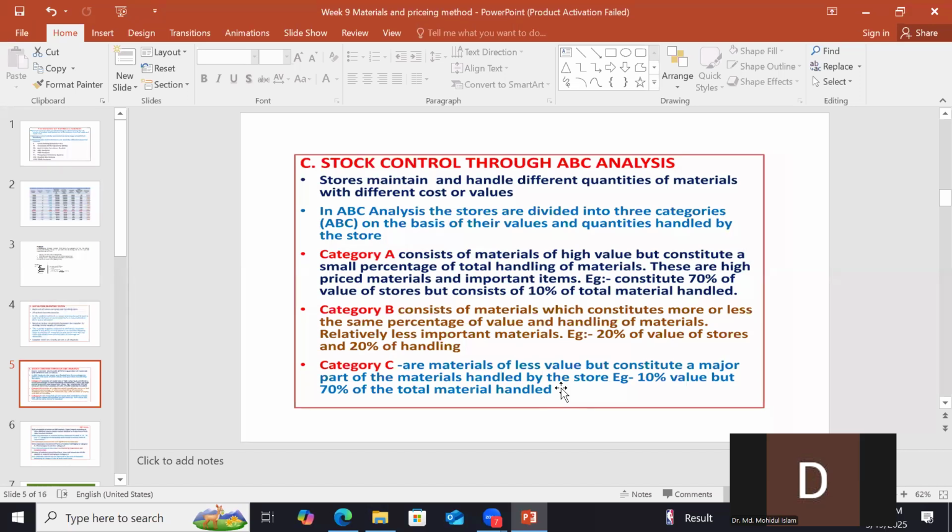We want to store a very low figure but want to deliver a maximum figure because it is needed. Every day, every moment, every time such types of product are needed. So ultimately we can summarize that we categorize the product on the basis of product quality and product value. This system analysis we can call ABC analysis. Very clear and simple.